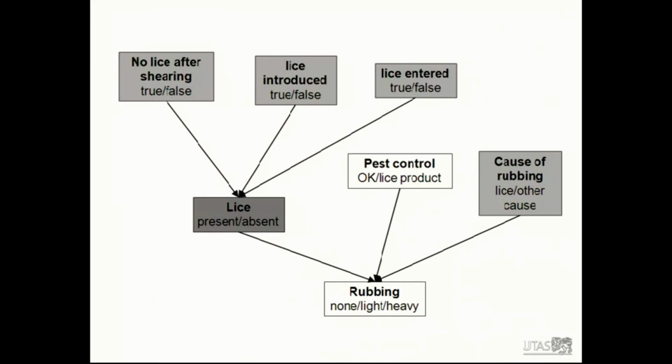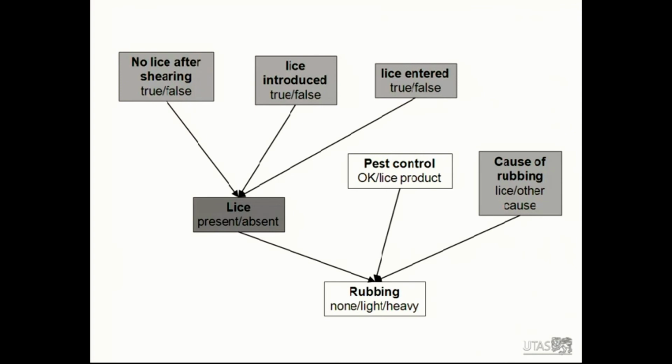If you have lice, then you may get some signs of rubbing. You don't always get rubbing even if you have lice, because the lice might have come in very recently, or you might have used a chemical on your sheep which controls the lice without actually killing them all, but controls them enough that they're not causing signs of rubbing. So this isn't a definitive trigger for lice, and also there are some other causes of rubbing. Nevertheless, the rubbing is a good indicator of whether you might have lice or not.